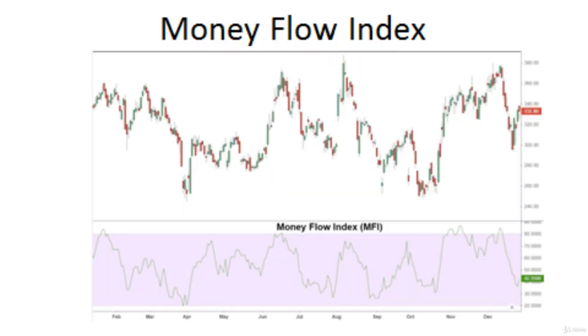A divergence between the indicator and the price is also noteworthy. For example, if the indicator is rising while the price is falling or flat, the price could start rising. As we see in the sample chart on your screen, the money flow index is plotted on the lower image and the price chart is plotted on the upper image.